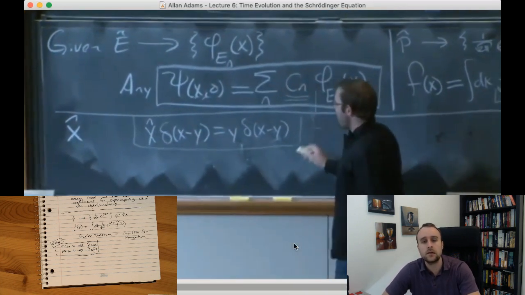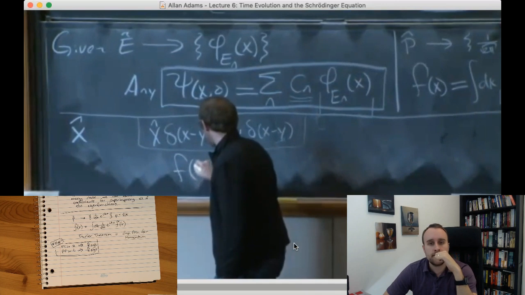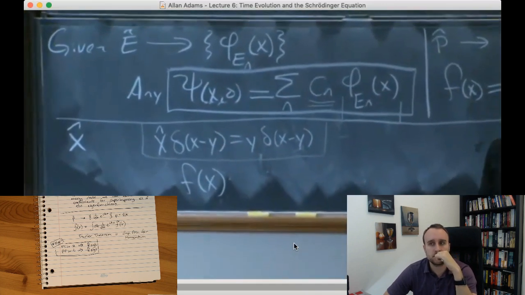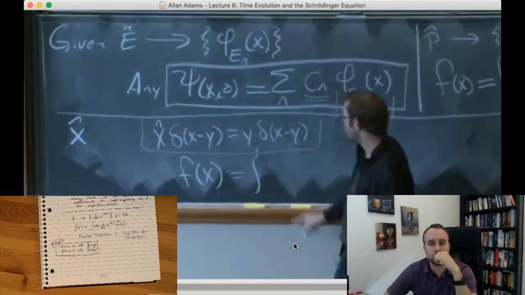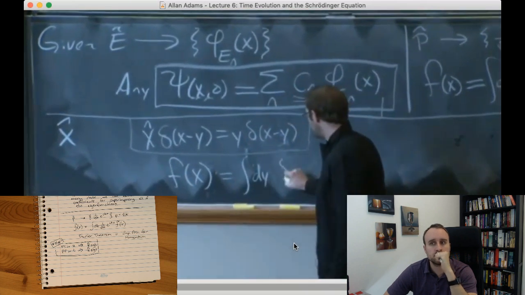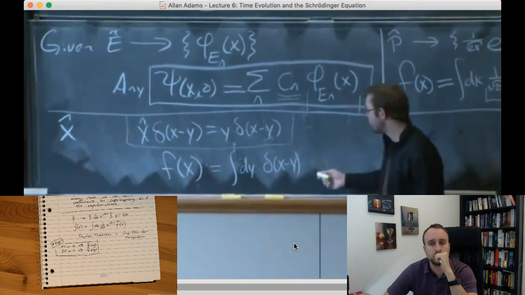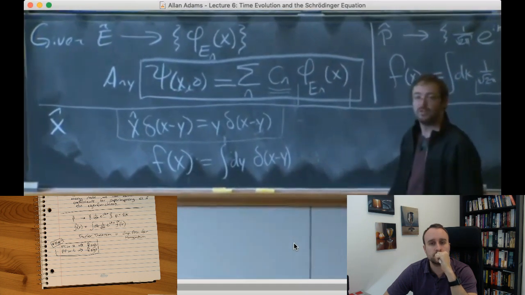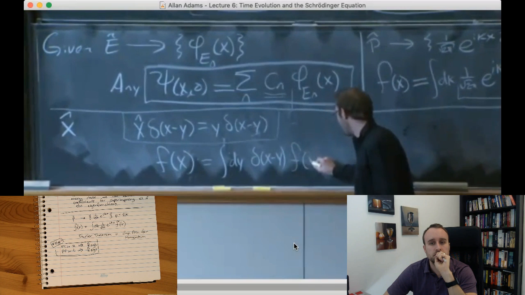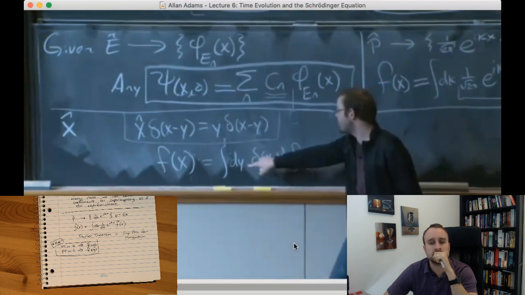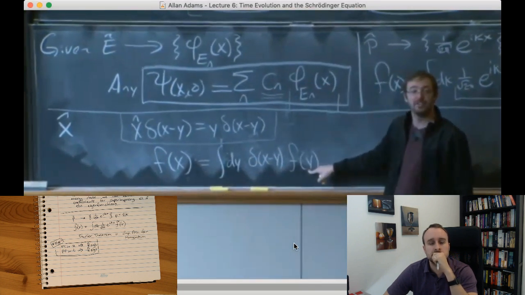So there are the eigenfunctions, and this statement is a statement that we can represent an arbitrary function f of x in a superposition of these states of definite x. F of x is equal to the integral over all possible expansion coefficients dy, delta of x minus y times some expansion coefficient. What's the expansion coefficient? It's got to be a function of y, and it must be f of y, because this integral against this delta function had better be f of x, and that will only be true if this is f of y.